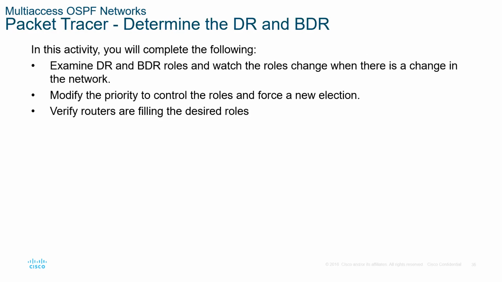Now we're going to have a Packet Tracer activity, and in the activity, we are going to examine the designated router and the BDR roles and watch the roles change when there is a change in the network. Then we're also going to modify the priority to control the roles and force a new election. Then we're also going to verify routers are filling the desired roles. So that's what we're going to do now.